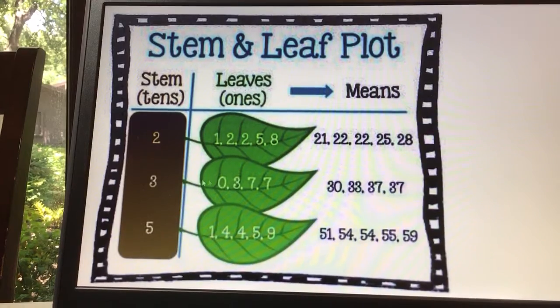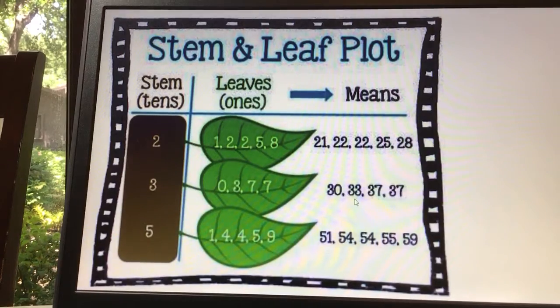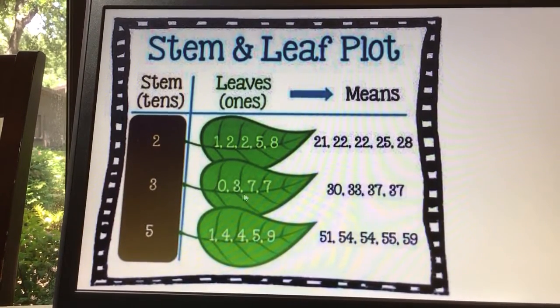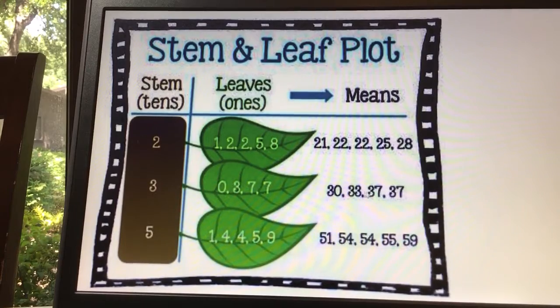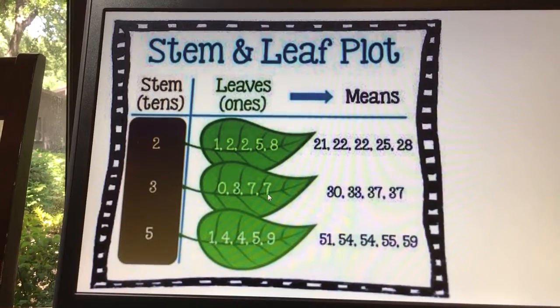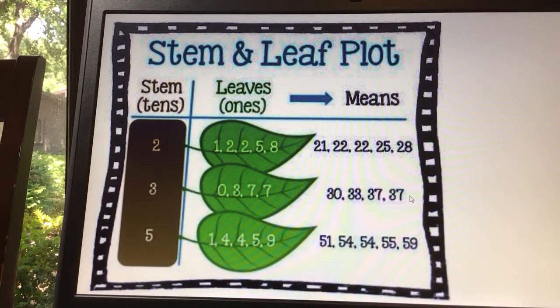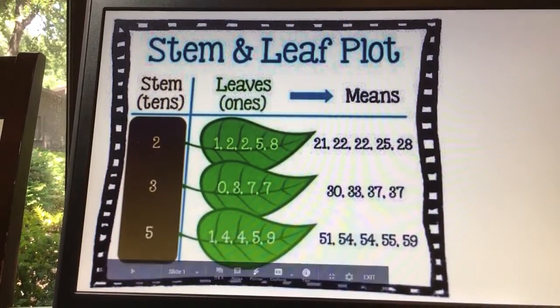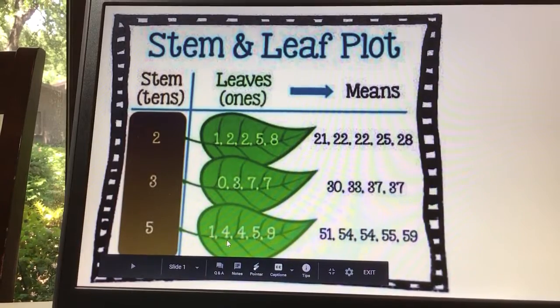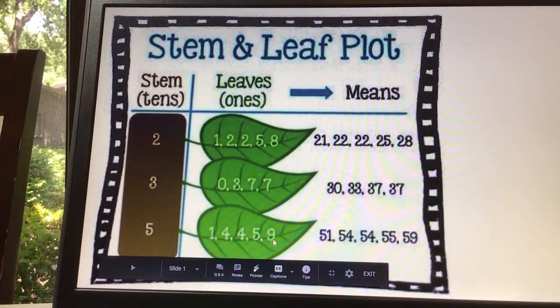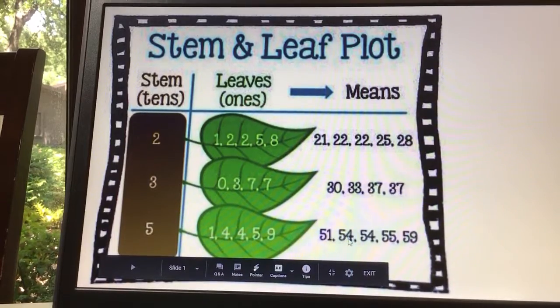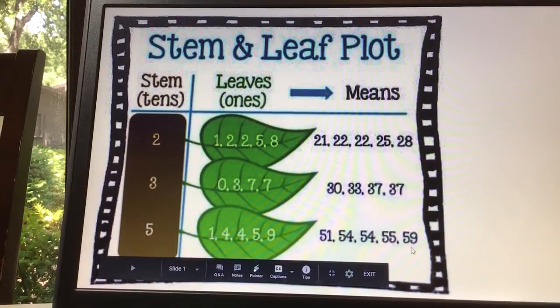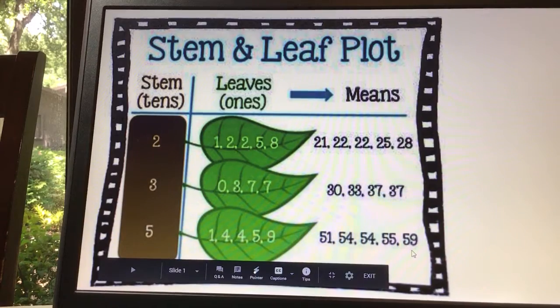There it is right there. If I have a 3 and a 3, it means I have the number 33, which is there. If I have a 3 and a 7, it means I have the number 37, which is right there. And if I have a 3 and a 7 again, that means I have the number 37 again, right there. And do notice that the numbers are from least to greatest. So this would be 51, 54, 54, 55, and 59. That's the basics of a stem and leaf plot.